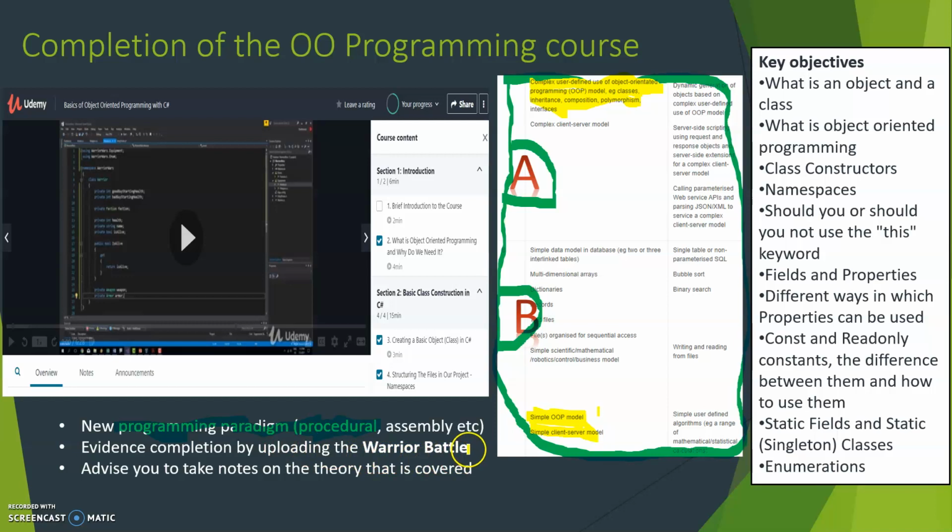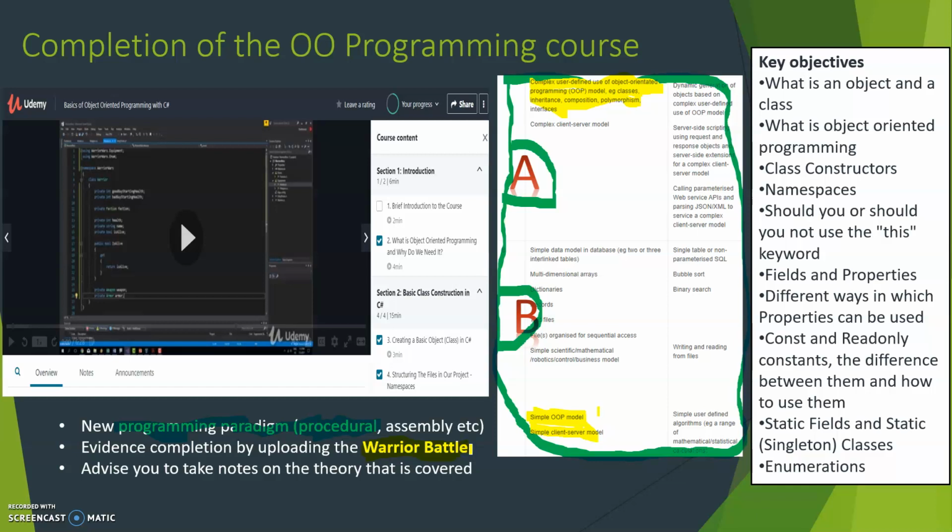In terms of evidence, once you've completed the first half of the course, you'll see that the second half of the course then works on a project where you can apply the skills that you've acquired in the first half, in the form of this warrior battle simulation. That's going to be a full-on program, and that's the piece of evidence that I want you to submit to me come the end of this week.